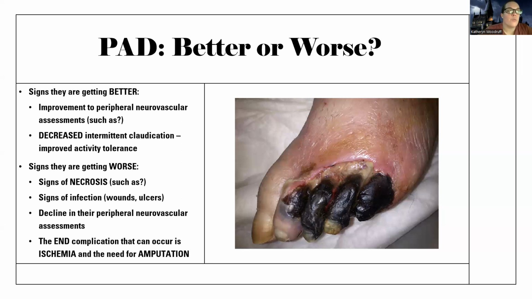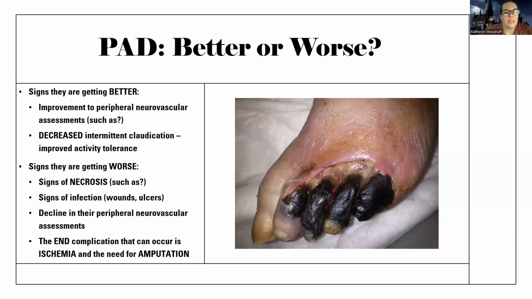And then for signs that they're getting worse, we're going to worry about them having necrosis. They can be cyanotic, they can be black, like the patient that I talked about that I had, some of their toes were blue and some were black. And so it just depends on the patient, how severe their PAD is.